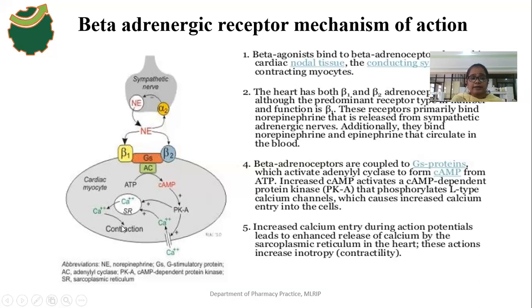Then what kind of effect can it produce? A contraction effect will be produced. So what is the effect of the beta 1 adrenergic receptor mechanism of action on the heart? The effect is a contraction effect. What is the mechanism? It acts through what? Gs protein. So it produces more cyclic AMP and it causes more protein kinase A.